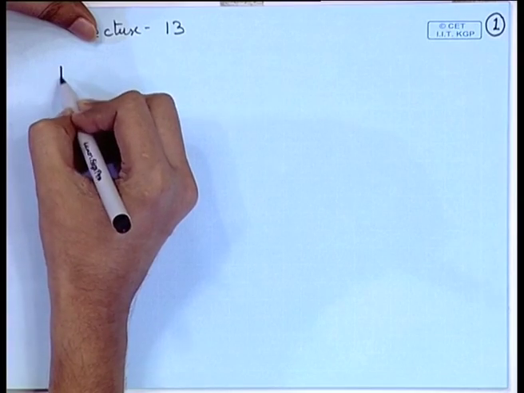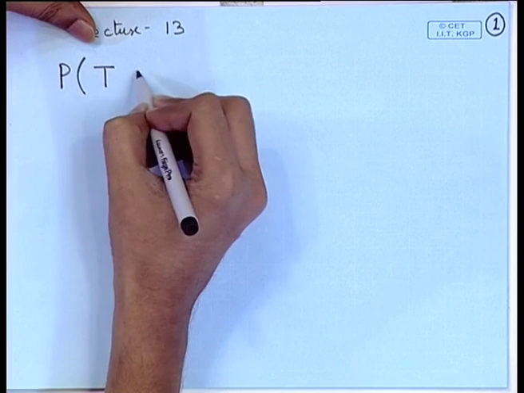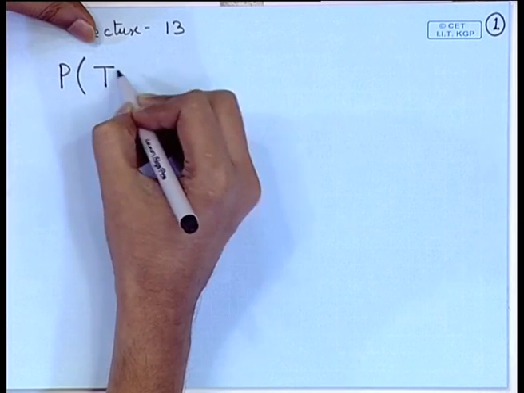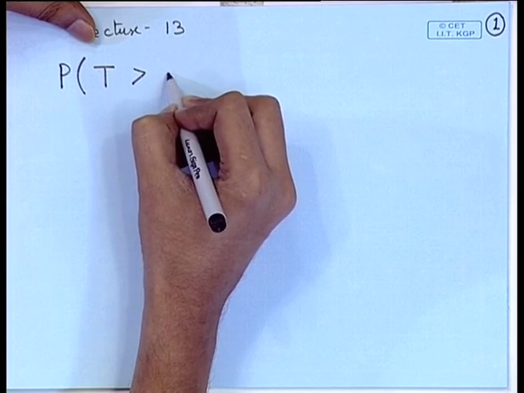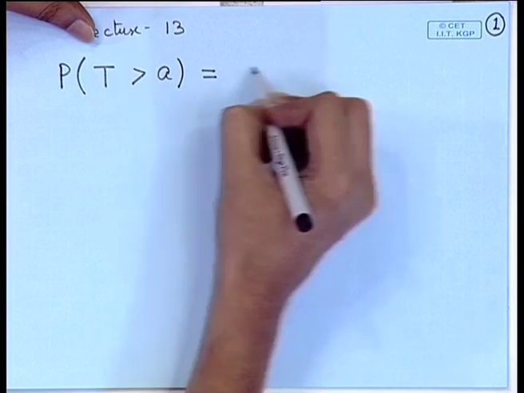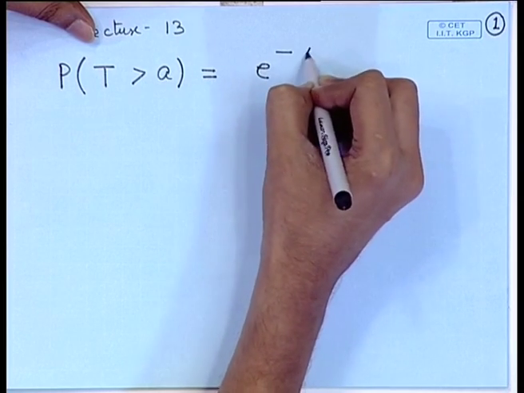In the previous lecture we have introduced the negative exponential distribution, and we gave its origin as the distribution of the waiting time for the first occurrence in a Poisson distribution. So, we considered probability of T greater than t. If T has an exponential distribution, then probability of T greater than a number a is equal to e to the power minus lambda a.